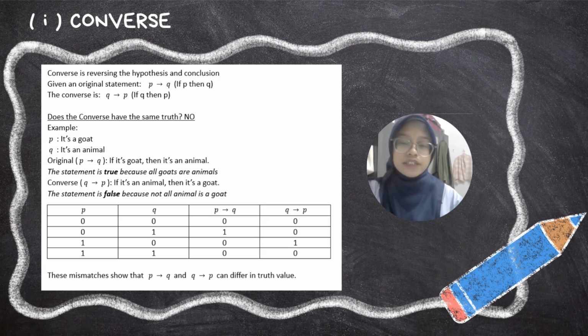I will give you a proof with a truth table. For the first column, we have true, true, false, false. For the second column, we have true, false, true, false. For the third column, we have true, false, true, true. And the last column, we have true, true, false, true. The last two columns show that the converse does not always share the same truth value as the original statement, so it is not logically equivalent to the original statement.